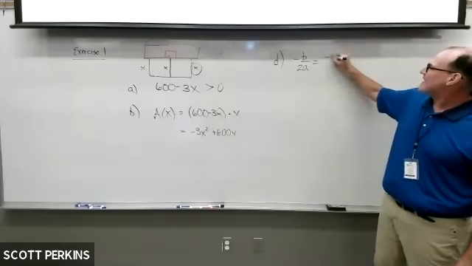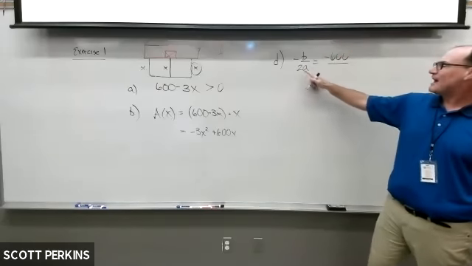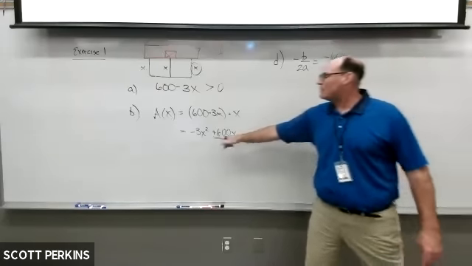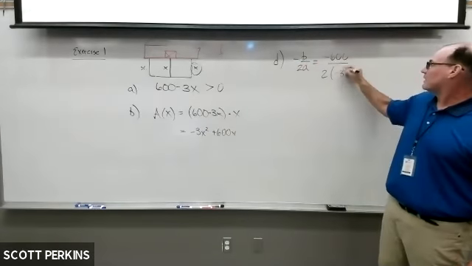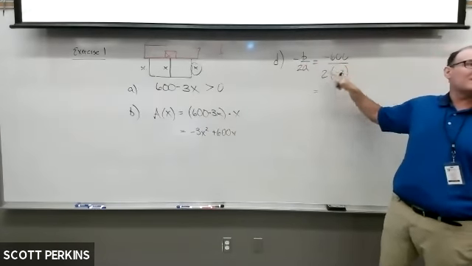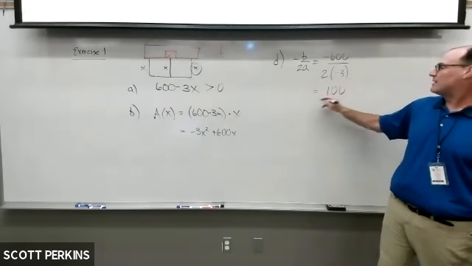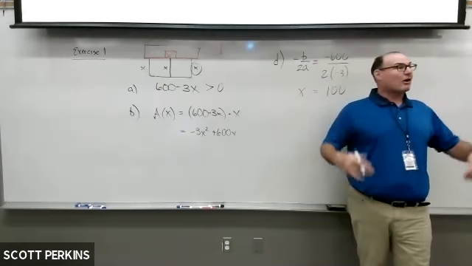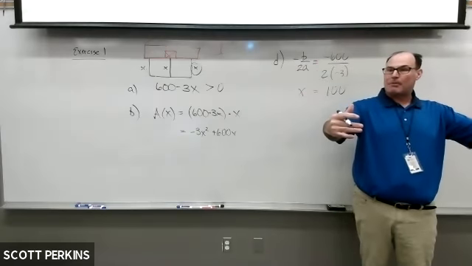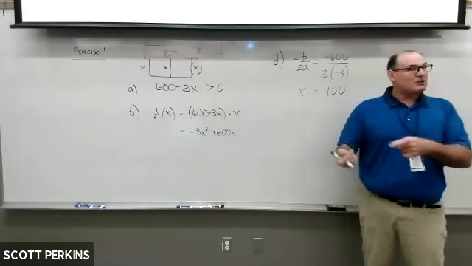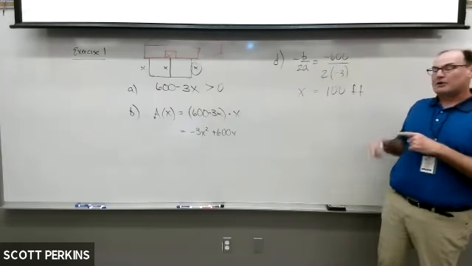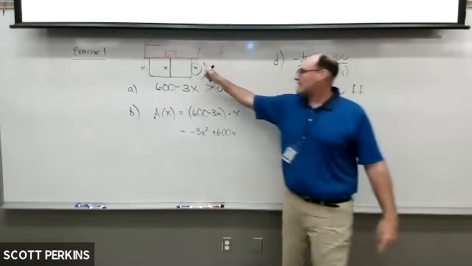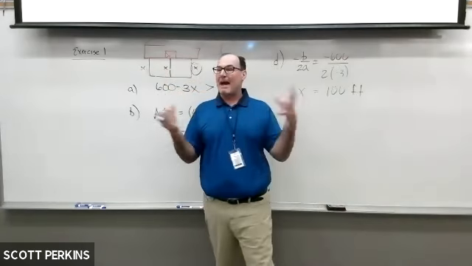So negative b is negative 600. 2 times a is 2 times the value of a, which is negative 3. So negative 600 divided by negative 6, that's 100. That's the x value. So again, if you were asked how far out can the farmer build from the barn for the maximum area, you've answered it. The farmer can go out 100 feet. So each of these lengths can be 100 feet to get the maximum of the rectangle.